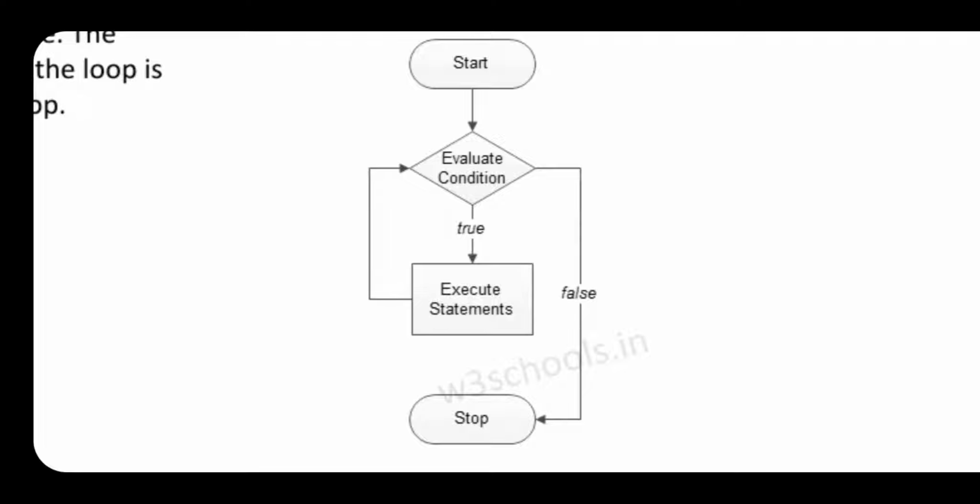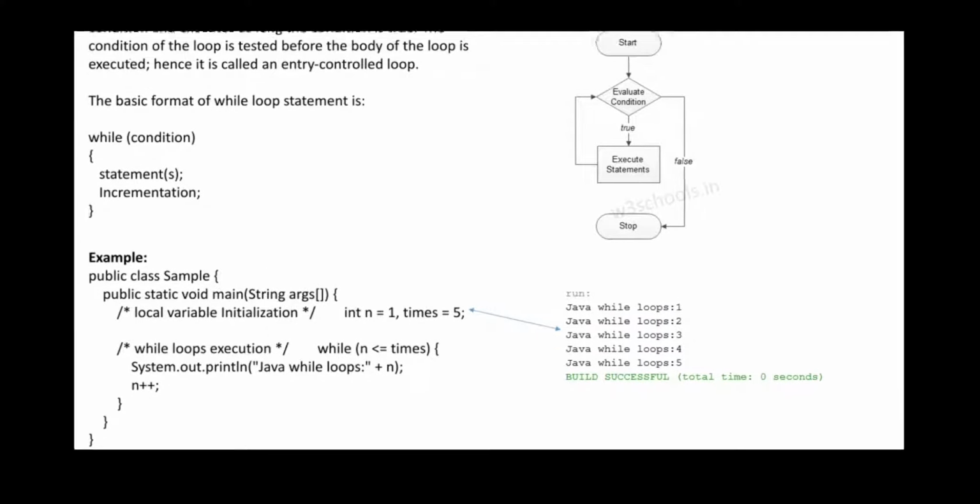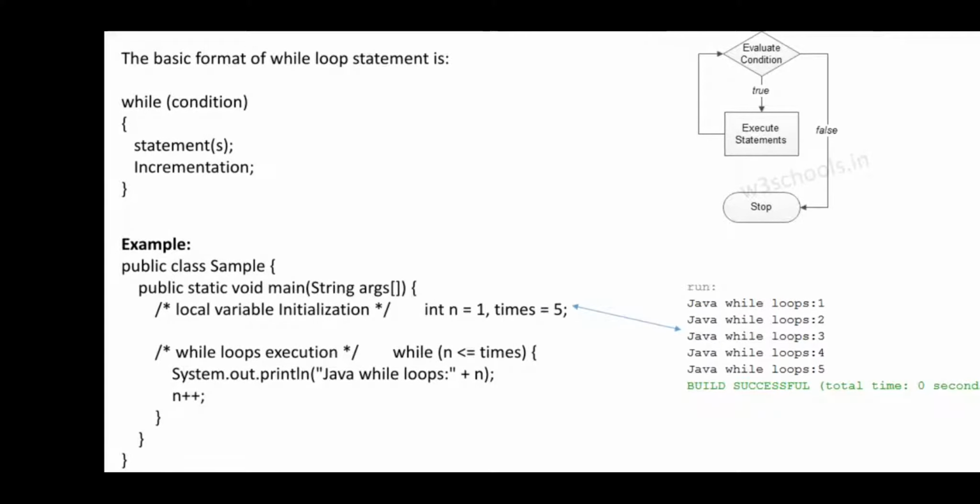That is nothing but called an entry controlled loop. Suppose the condition is false the very first time itself, then it is not going to enter into the looping statement. It directly goes out of the loop statement and doesn't go for any execution also. That is nothing but called the evaluation condition statement.